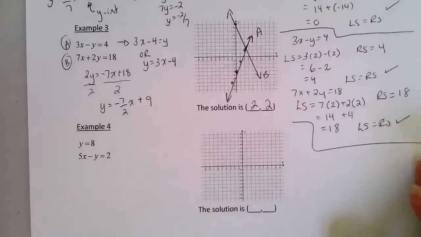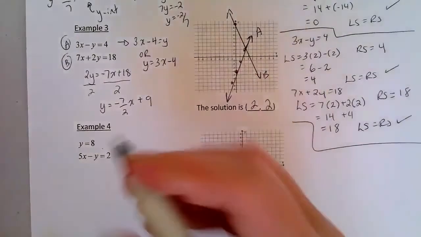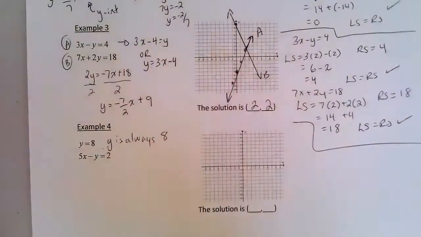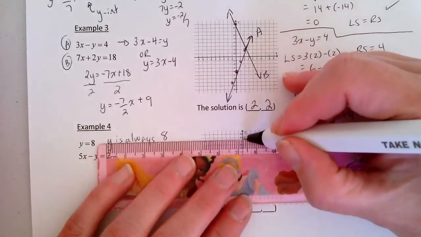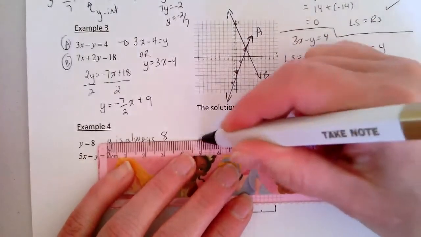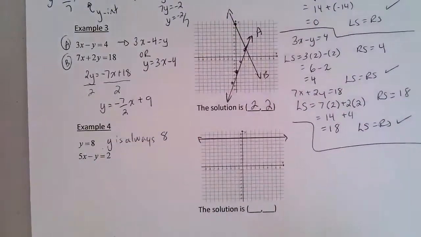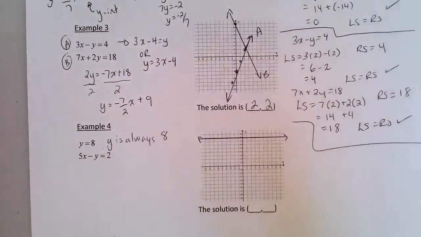And our last example, you'll notice that y equals 8 is something a little bit different. This is one of our special types of lines. Y equals 8 means y is always 8, no matter the x value, which means we are talking about a horizontal line that has a y-intercept at 8. This is the line that we're talking about. So we're then going to graph the second line, but we know that in order for these two lines to intersect, it has to be at a y value of 8.